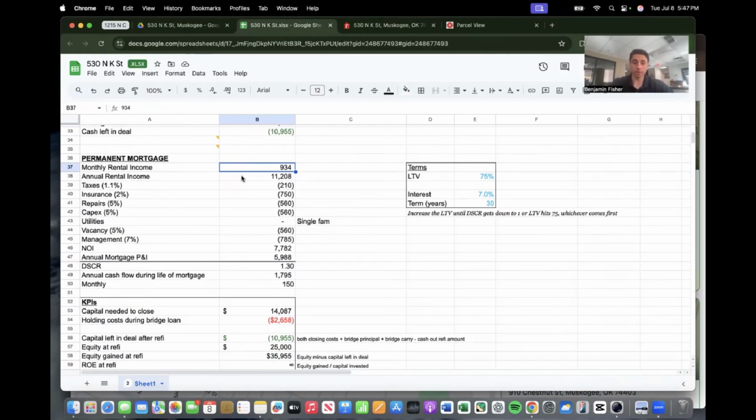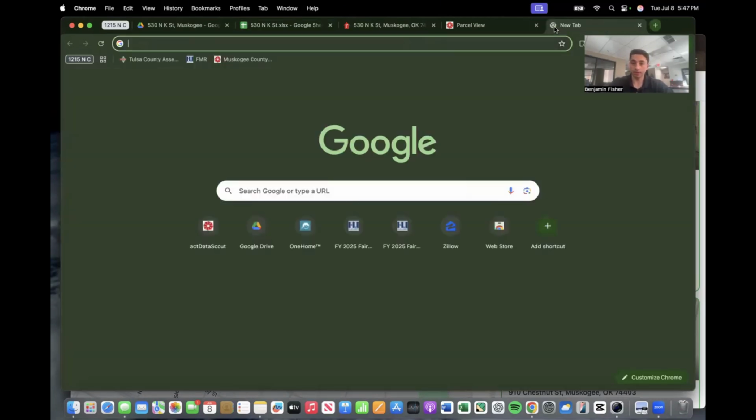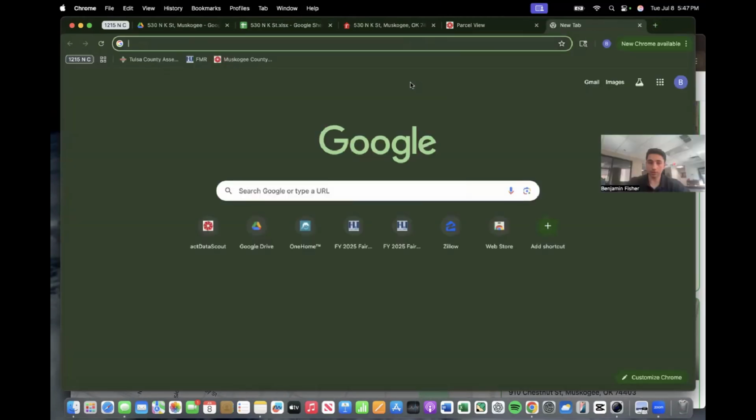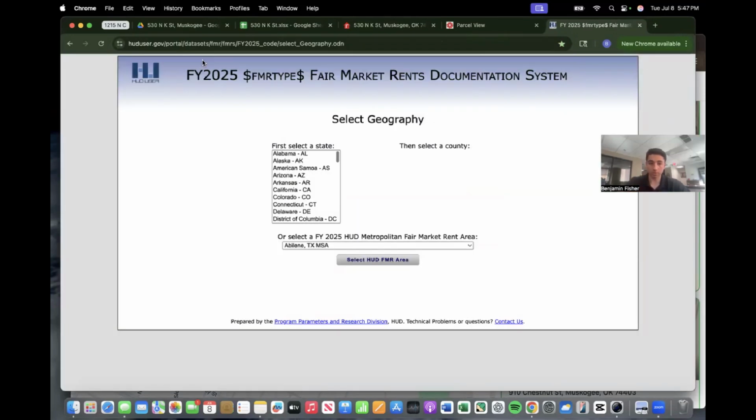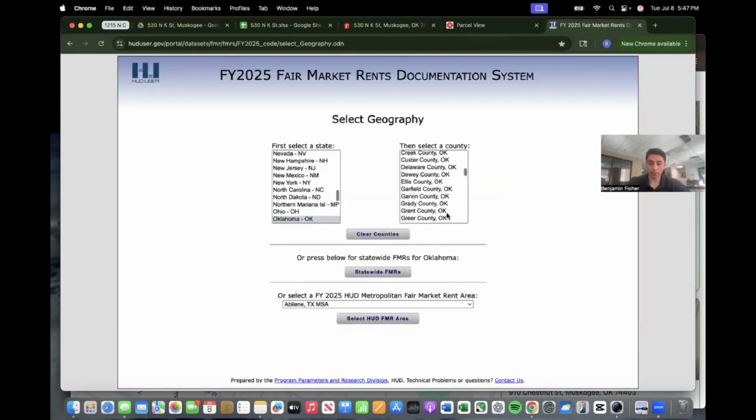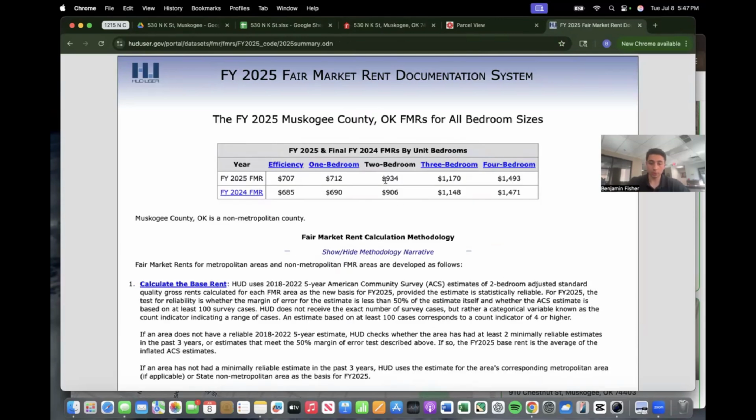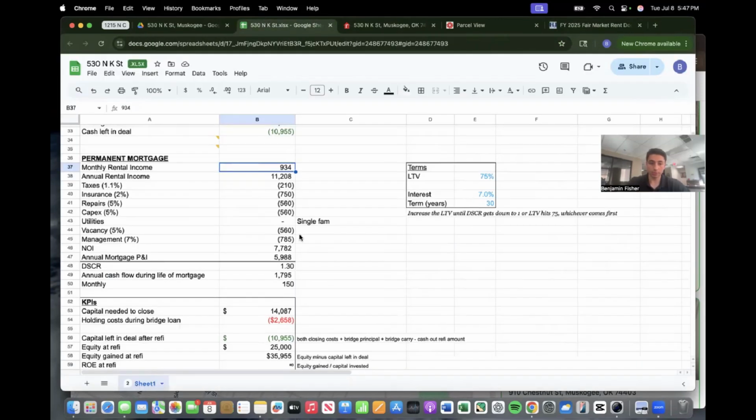Does this rental make money every month or does it lose money? So the monthly rental income, this is going to be a Section 8 property most likely. So we'll just go to this website. It pretty much says how much the government will pay you for providing housing for someone with a housing voucher. This is in Muskogee County. And this is a 2 bedroom, so it'll rent for 934. Okay, we have that there.